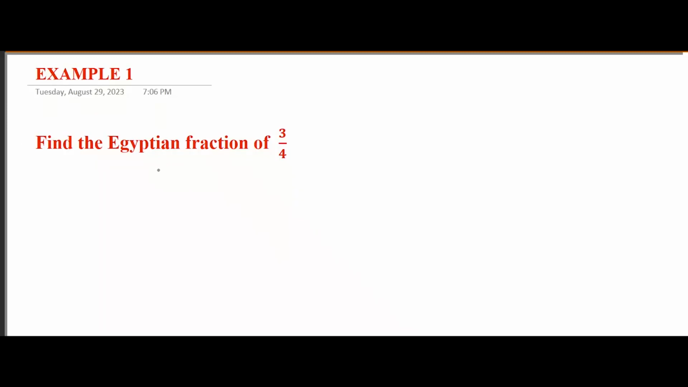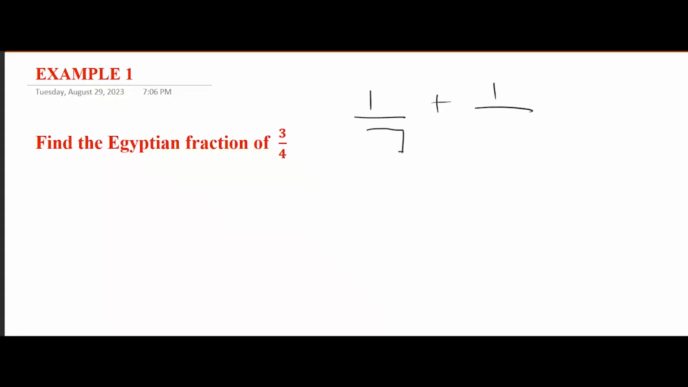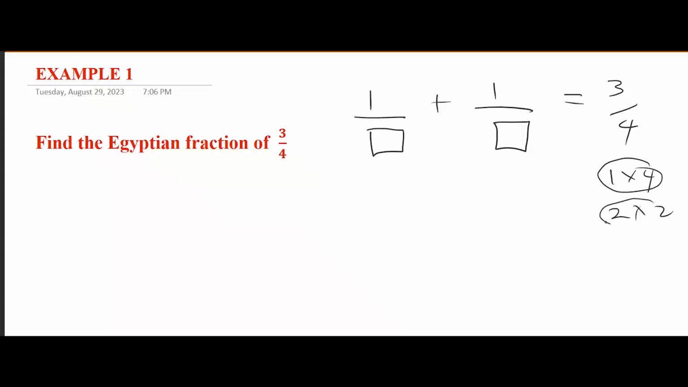Example 1, find the Egyptian fraction of 3 out of 4. Already, you know that the numerators of the two fractions must be 1. So, the next thing we need to do is to find the different denominators. And these two fractions must add up to 3 out of 4. So the simple technique you can use is to find the product of 4 that adds up to 3. That will tell you the denominators, okay? So if you have the product of 4, you have 1 by 4 and you have 2 by 2. So 1 and 4 is one pair, 2 and 2 is another pair.